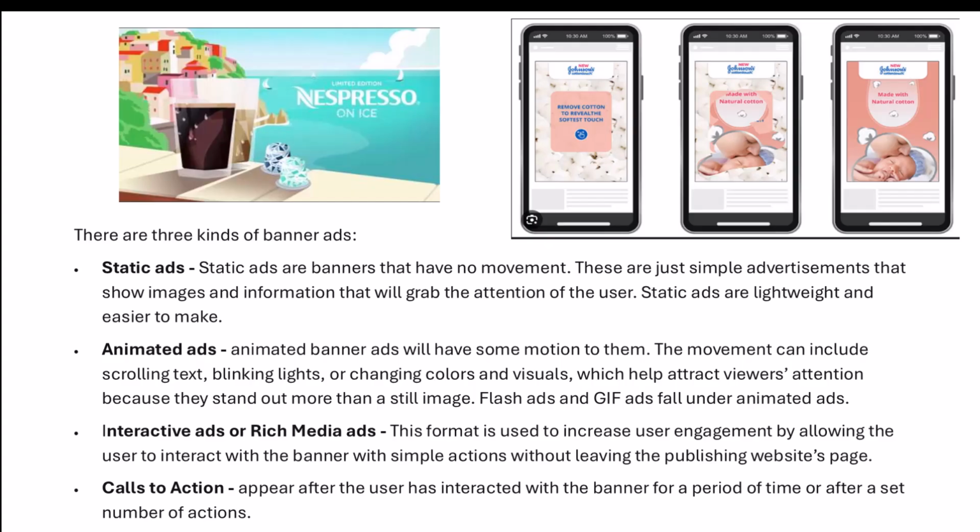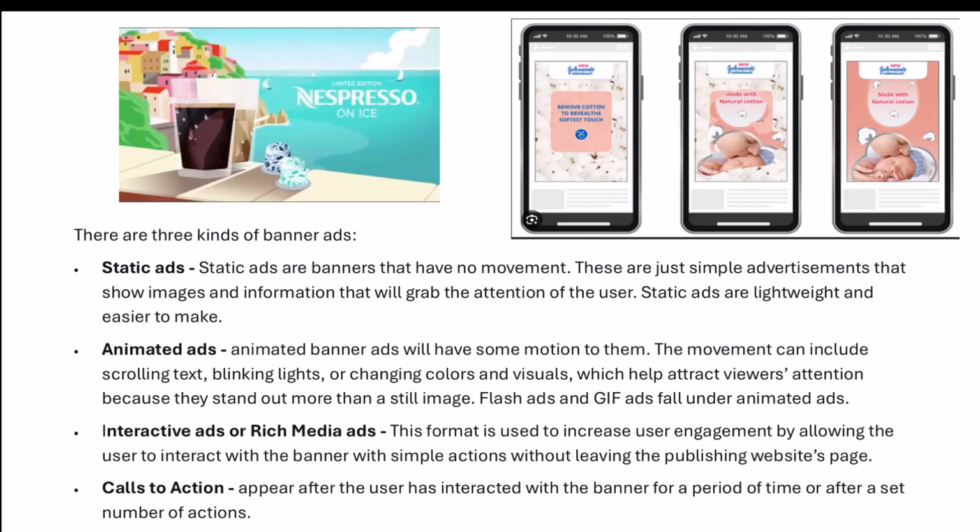Static ads are banners that have no movement. These are just simple advertisements that show images and information that will grab the attention of the user. Static ads are lightweight and easier to make. Animated ads. Animated banner ads will have some motion to them. The movement can include scrolling text, blinking lights, or changing colors and visuals, which help attract viewers' attention because they stand out more than a still image.